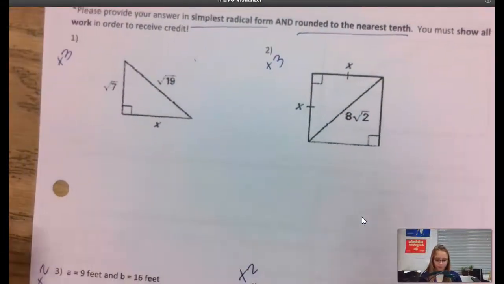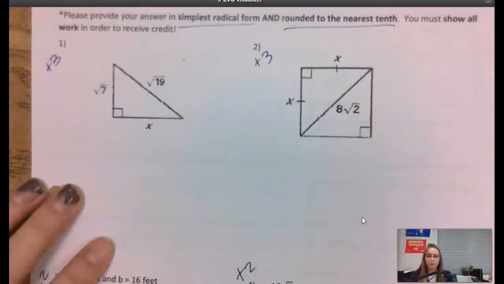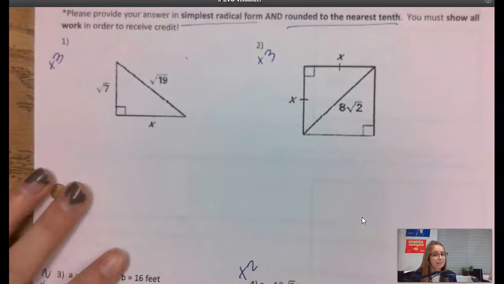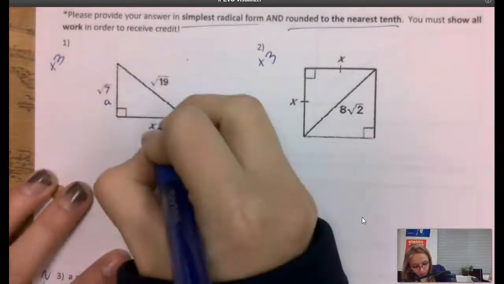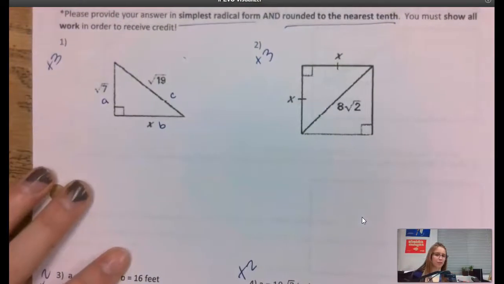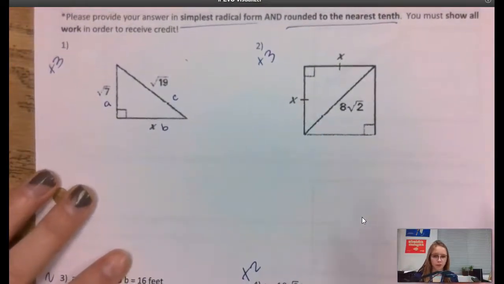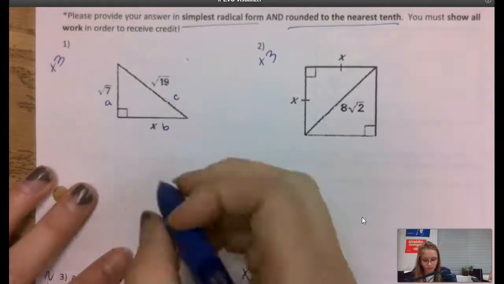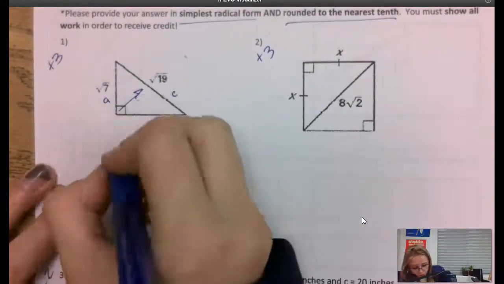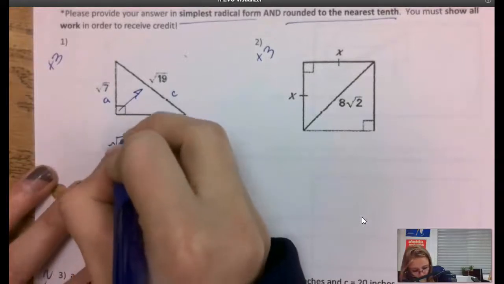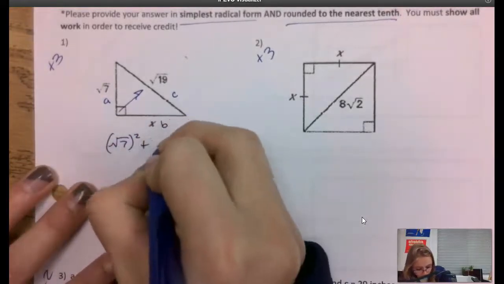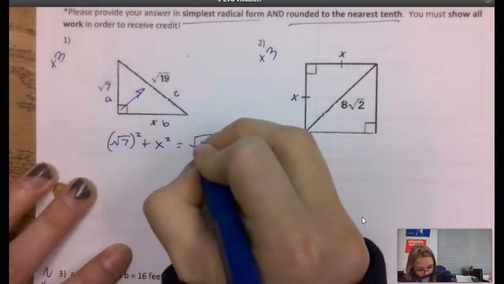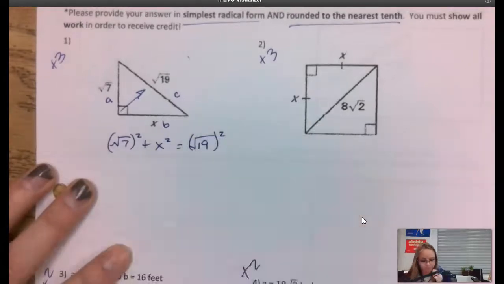Alright, here we go. My formula is a squared plus b squared equals c squared. Hopefully you knew that going into this test. I'm going to label my sides a, b, and c, so I know where to plug it in. C is always the longest side, or the hypotenuse, the one diagonal from the 90-degree angle. So, square root of 7 squared plus x squared, or b squared, whatever you wanted to plug in there, equals radical 19 squared.